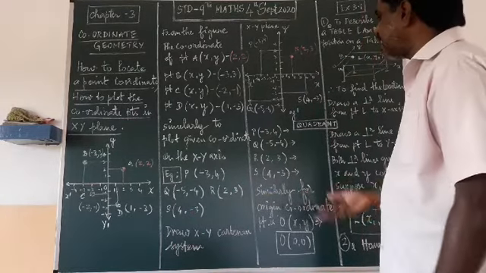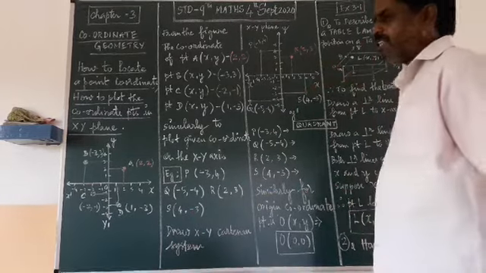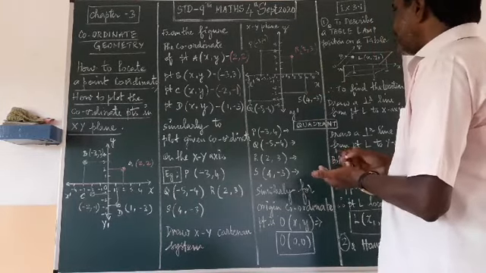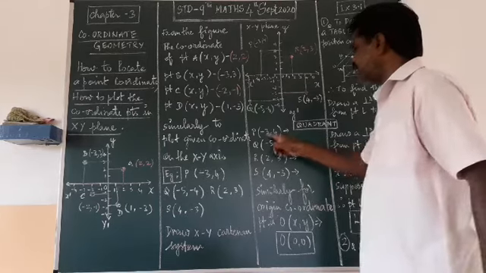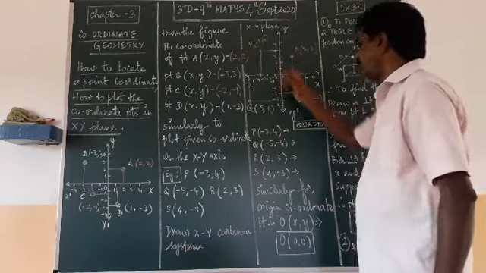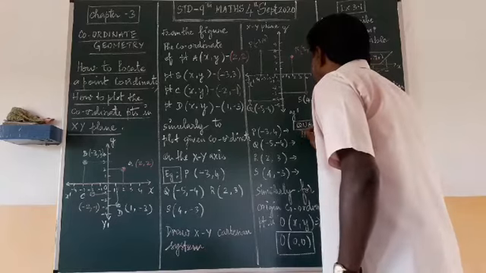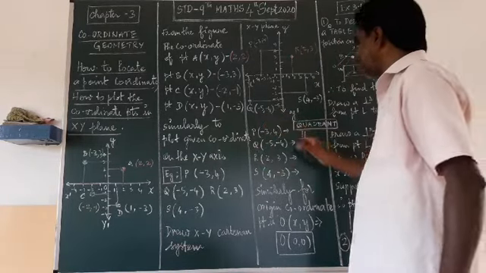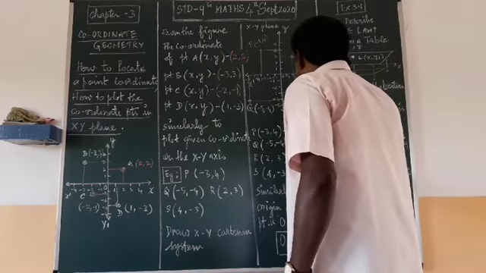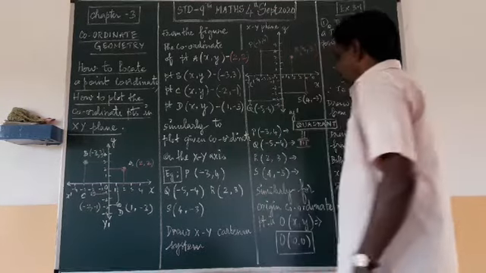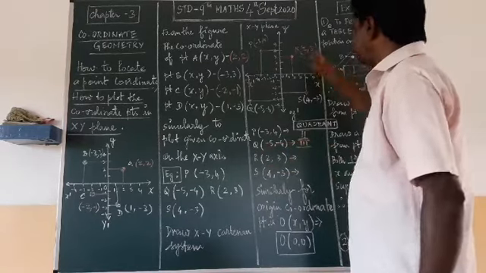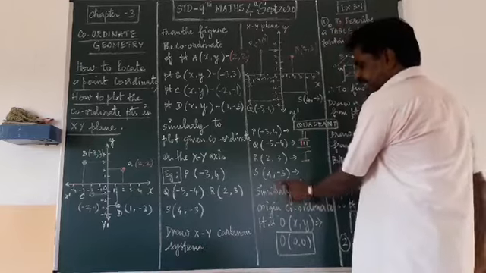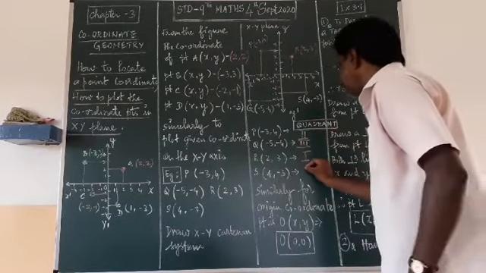Then they will be asking you in which quadrant all these points are coming. So what you have to write? P, -3, 4. Which quadrant is it coming? Second quadrant. Then Q, where is Q coming? In the third quadrant. Then R, in which quadrant is it coming? First quadrant. And S, where is it coming? In the fourth quadrant.